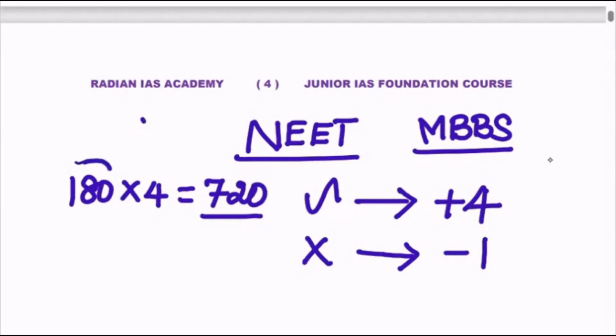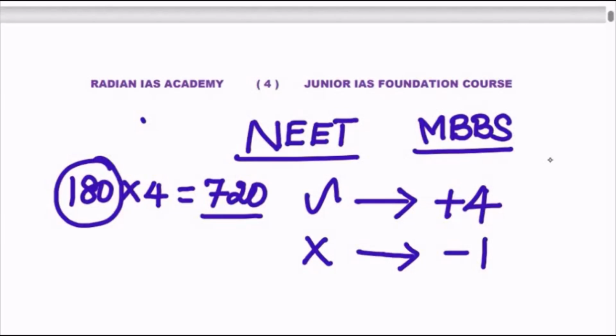Maximum 180 questions. How are these 180 questions distributed? There are 4 subjects, each with 45 questions. Physics 45 questions. Chemistry 45 questions. Botany 45 questions. Geology 45 questions. So totally 180 questions. 180 into 4, 720.